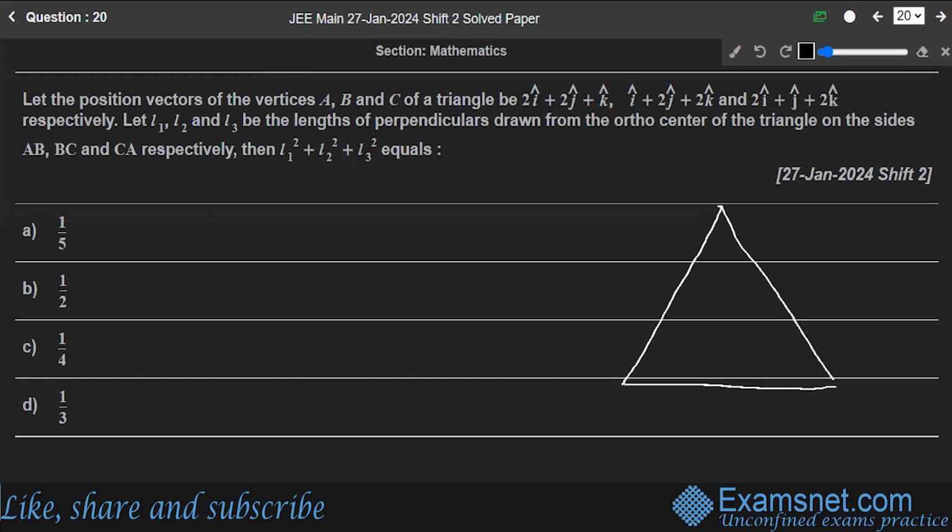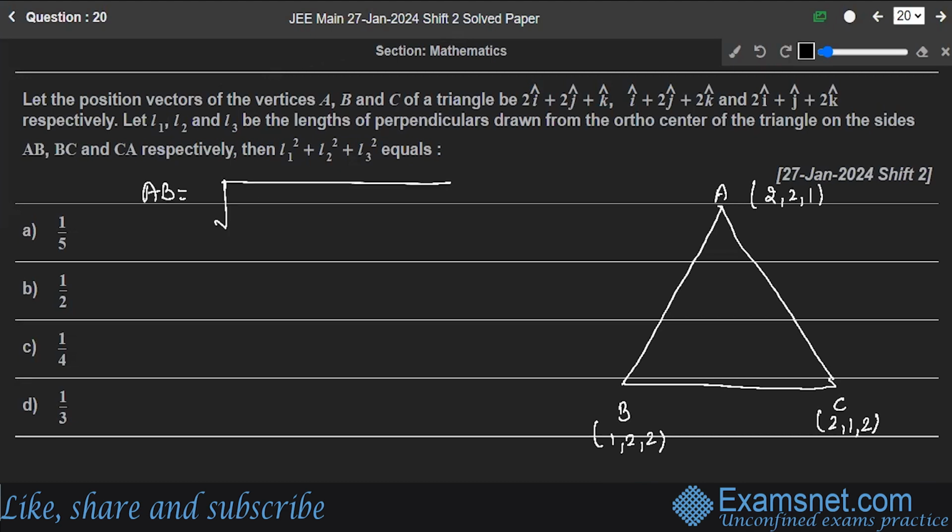These are having vertices ABC. So A is having 2, 2, 1. B is 1, 2, 2, and C is 2, 1, and 2. Let's look at the triangle. Let's try to find out the nature of the triangle.